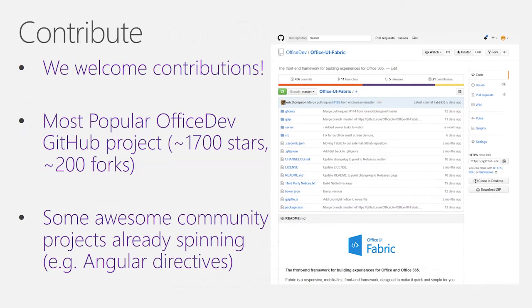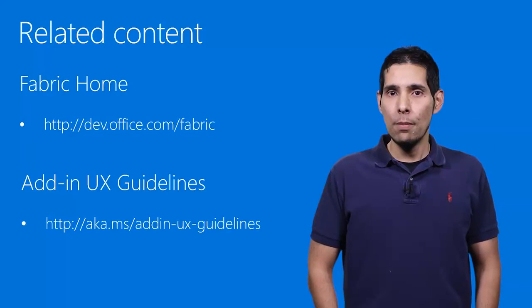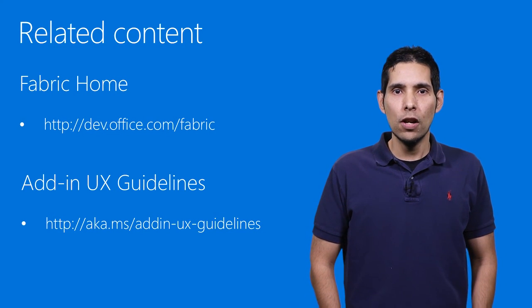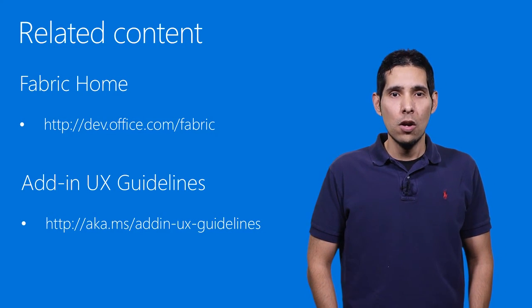Fabric is an open source project and we would love to get your contributions. Bug reports, fixes, optimizations, and suggestions for new components are all welcome. We've also seen some awesome community projects being built around Fabric. Some notable examples are projects to create Angular directives and React components. Very exciting. If you want to learn more about Fabric, head to dev.office.com/fabric.